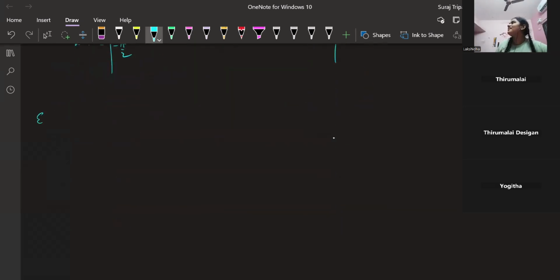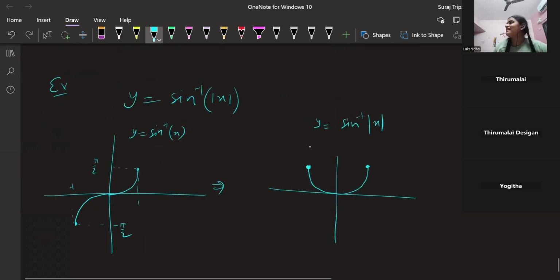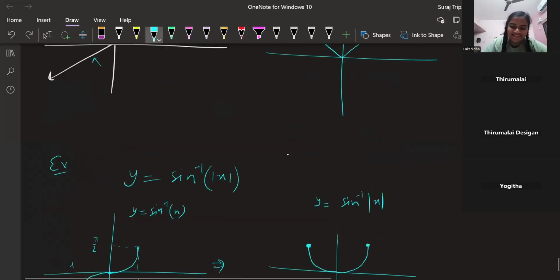Next example. Sir, can you go a little bit above, sir? Yeah. Note it down fast. One minute, sir. Yes, Rakshita. Nothing, sir. I copied, sir. I'm done. Nice copy.